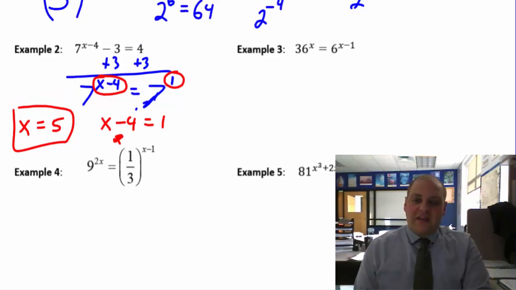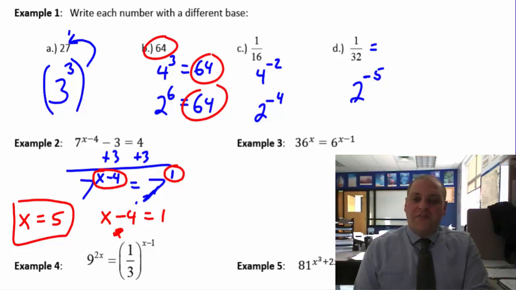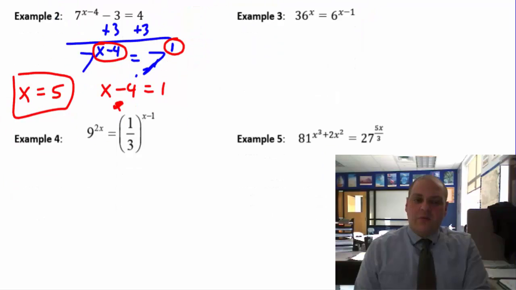We just practiced getting common bases up here. We made 27 3 to the third. We made 64 4 to the third. We made it 2 to the sixth. All right, and still we kept the value of 64. See that? I kept the value of 64. That's kind of what we need to do here.